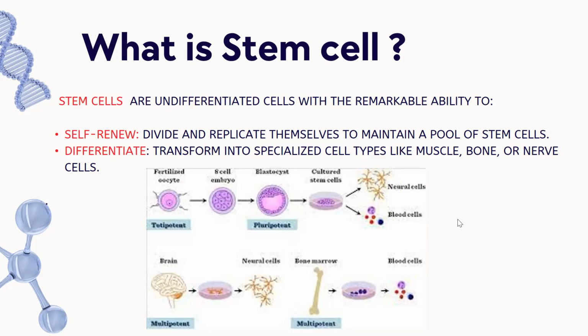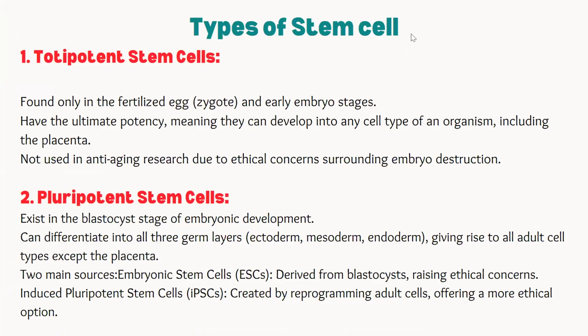So we don't have one kind of stem cell. We have different kinds of stem cells. This has led us to know what the types of stem cells are. We have four types of stem cell. The first type is the totipotent stem cell. This is only found in a fertilized egg or in an embryo, but unfortunately we cannot use this kind in anti-aging. Why?